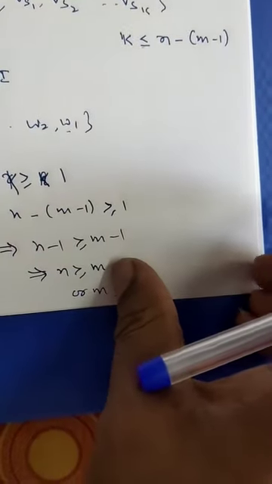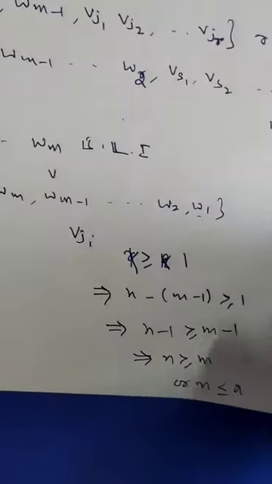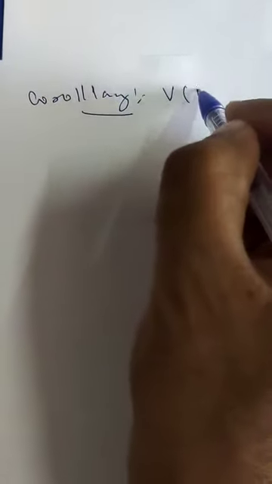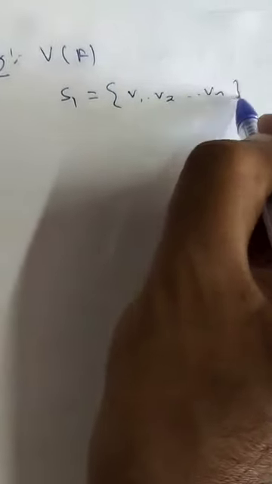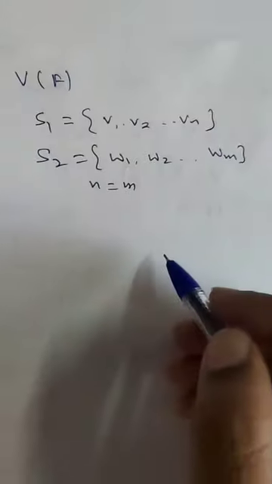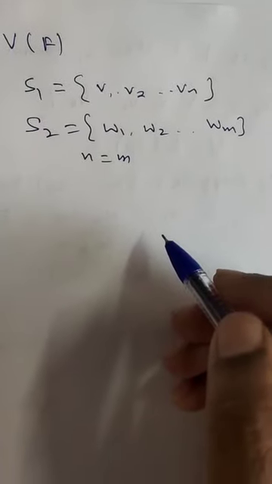So there is one small corollary for this result. The corollary says, if there are two sets of basis elements for any vector space V, say S1 is one basis containing V1, V2, etc., Vn, and S2 is another basis containing W1, W2, etc., Wm, then M must be equal to N. It means the number of basis elements in any vector space must be the same. So let us prove this by the above result.